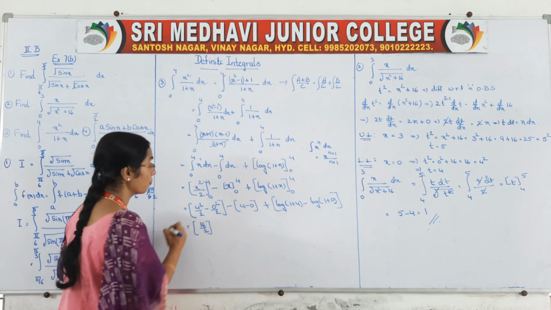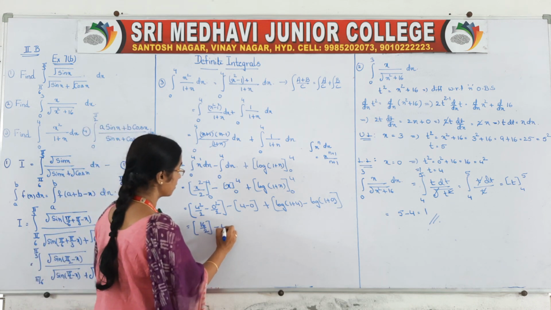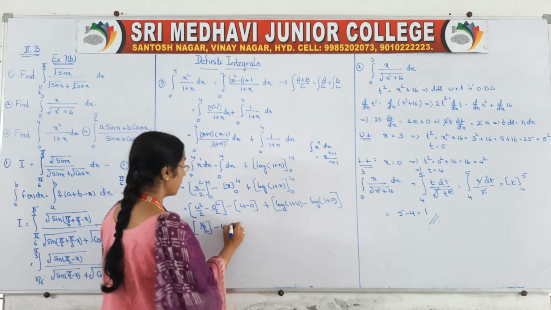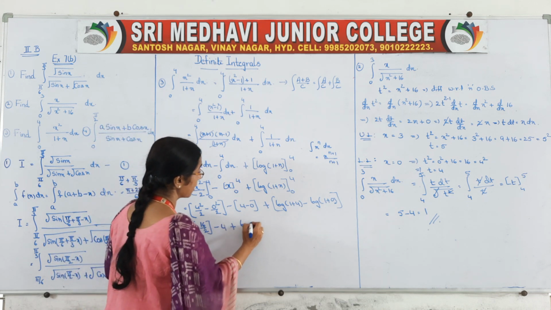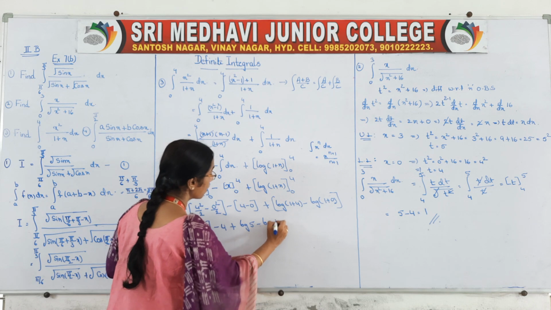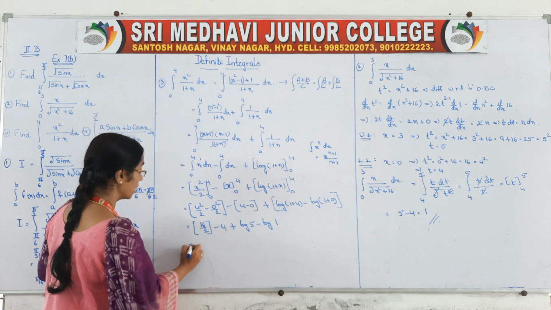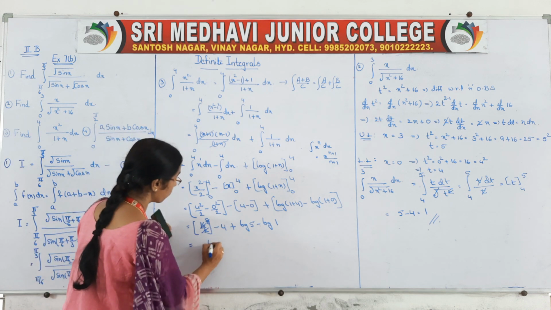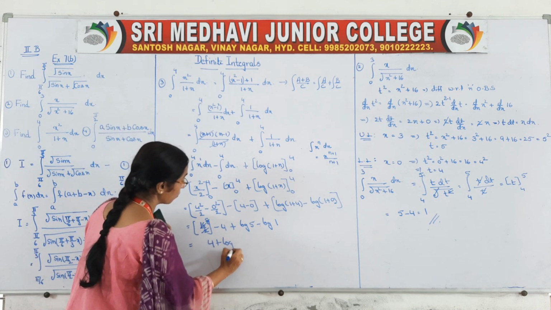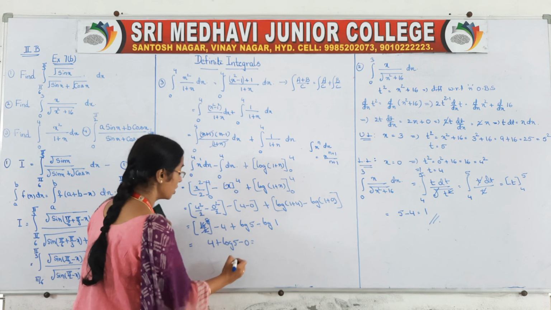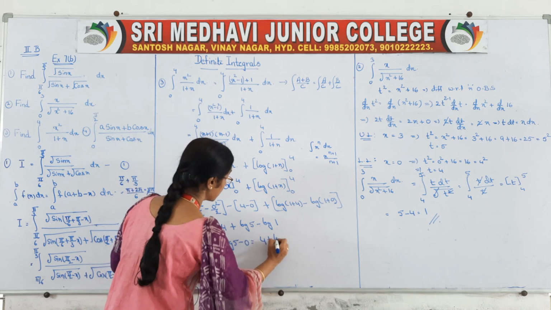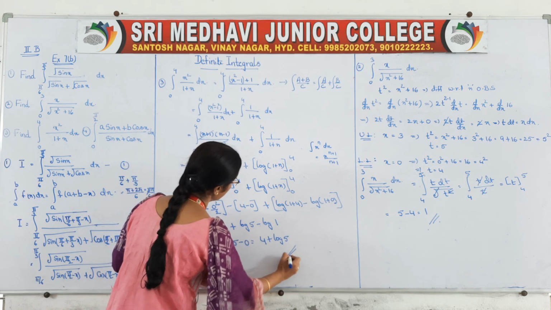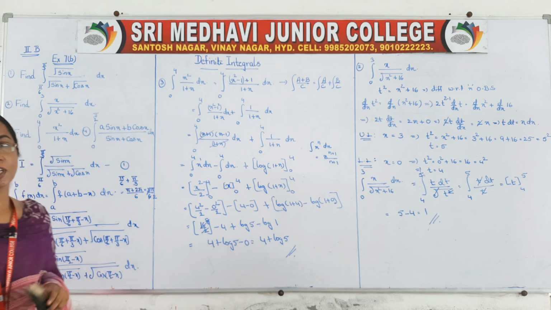16 by 2, so this is 8 minus 0, minus 4, plus log 5 minus log 1. So is equal to, this one is 8. 8 minus 4 is 4, plus log 5. Log 1 is 0. So 4 plus log 5 is the answer of your question.